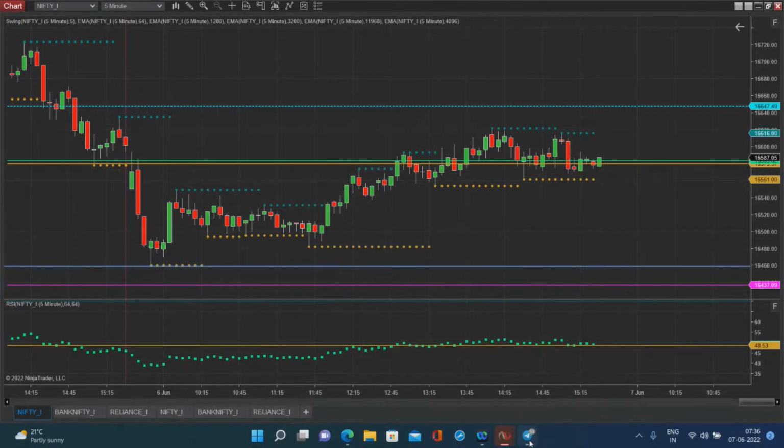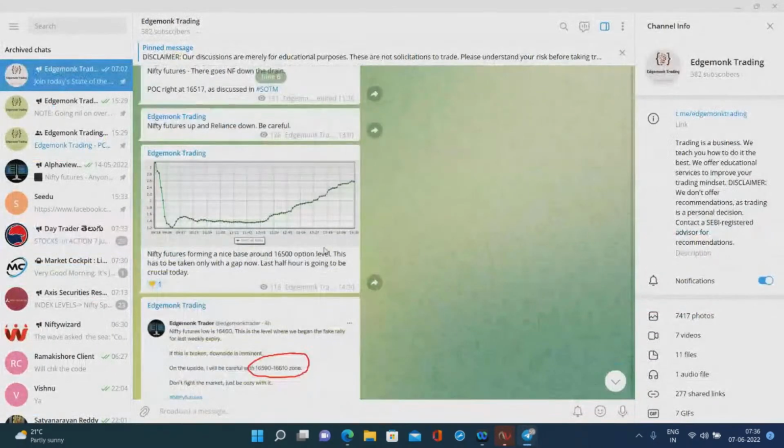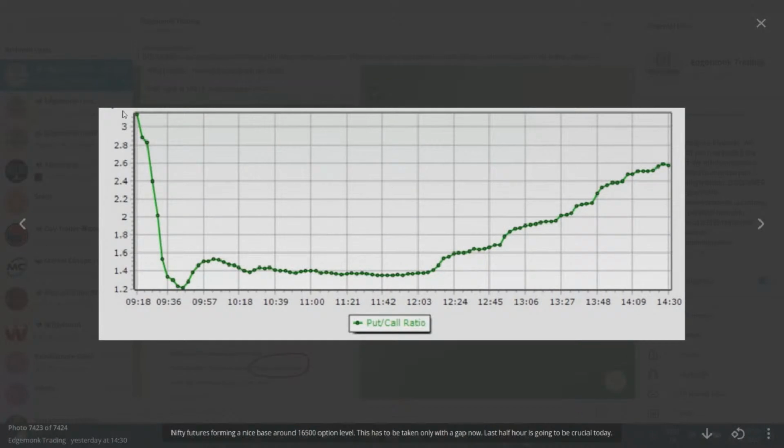As I posted in our channel yesterday, the 500 put call ratio was brought down from 3 to 1.2 and then slowly taken up to 2.4. That means the put call ratio is still above 1, which means put writers are still strong. On a daily basis they are weak, the ratio has come from 3 to 2.6. But if you look at an intraday time frame, they have turned strong.